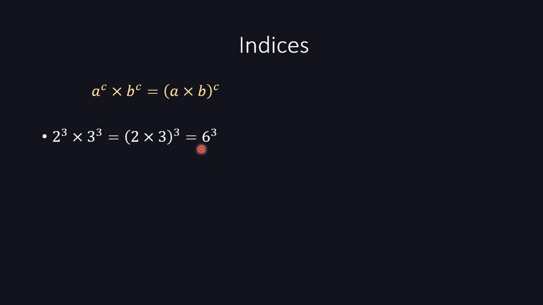6 cubed. Moving on, if I have two numbers 4 squared multiplied by 2 squared, it is going to be equal to 4 multiplied by 2 with 2 as the exponent of the whole expression 4 multiplied by 2. So it's going to be equal to 8 squared, and 7 raised to the power 5 multiplied by 5 raised to the power 5 is going to be equal to the expression 7 multiplied by 5 with 5 as the exponent of the entire expression.